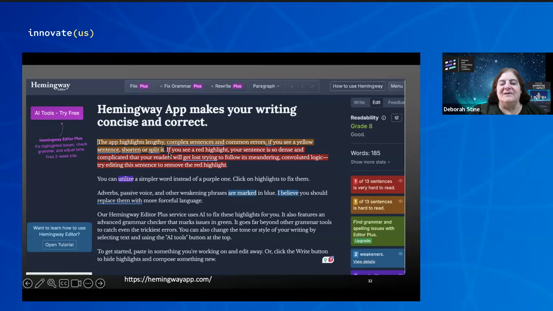If you see a red highlight, your sentence is so dense and complicated that your reader will get lost trying to follow its meandering, convoluted logic. Try editing the sentence to remove the red highlight. Okay, so I definitely fall into this category again.